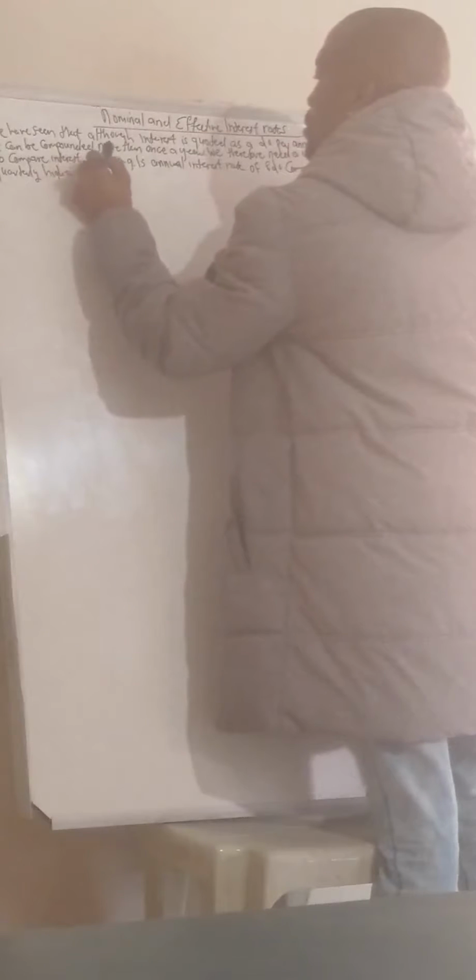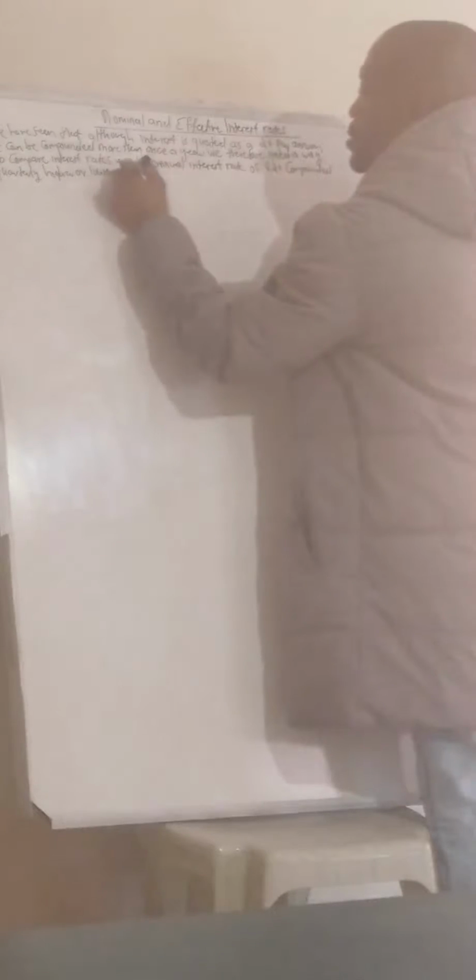For example, is an annual interest rate of 8% compounded quarterly higher or lower than an interest rate of 8% per annum compounded yearly?